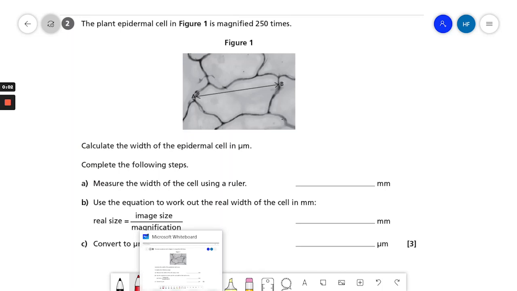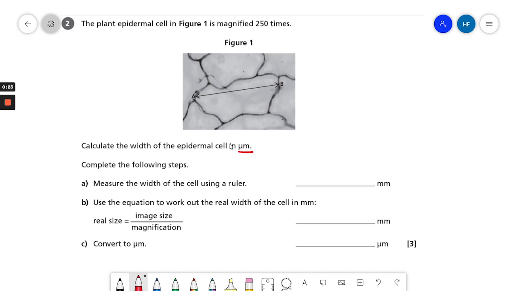Let's have a go at this exam style question. The question says, the plant epidermal cell in figure 1 is magnified 250 times. And there's an image of a cell given there. Calculate the width of the epidermal cell in micrometers. This one is the unit for micrometers.